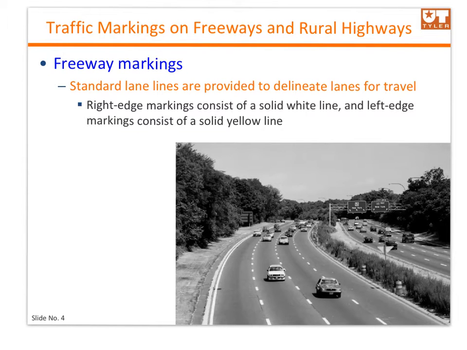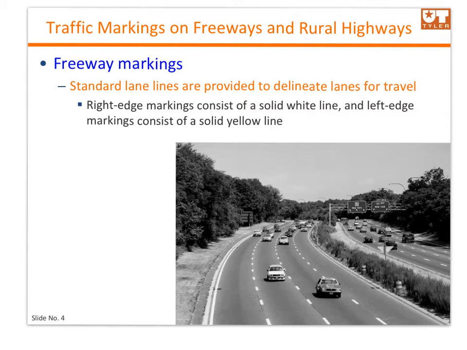So, as you could see in this picture here, this is pretty much a freeway, and there's lots of markings as you could see here. The standard lane lines are really provided to delineate lanes for travel. So, as you can see here, we're having 4 lanes in one direction, and we are having several markings. It's a dashed white line to distinguish between different lanes in the same direction.